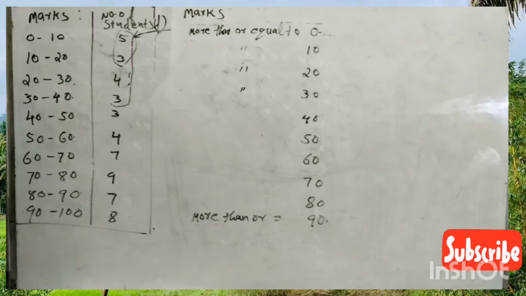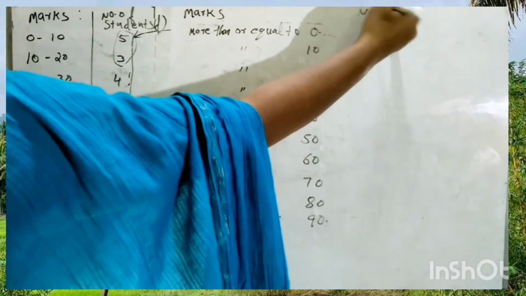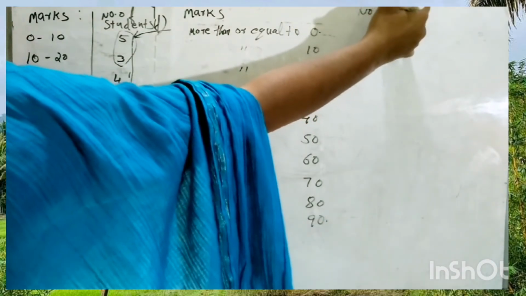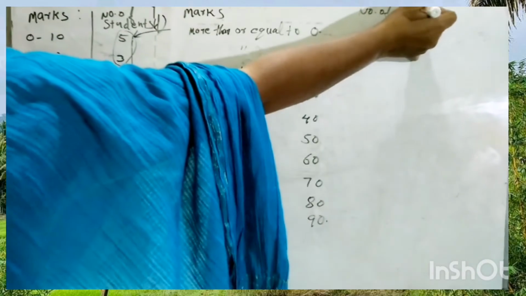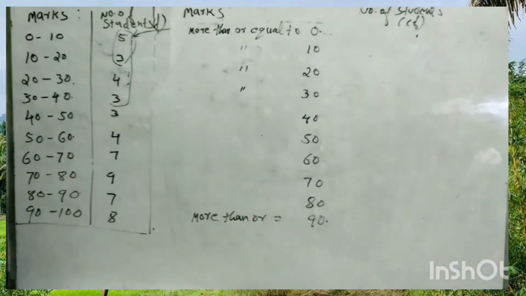Okay. So the first column of the more than type is more than or equal to, and we are writing the lower limits of our class intervals. Now, in the second column we need to write the number of students. That's also the cumulative frequency, number of students. Okay, this is also cf, cumulative frequency.